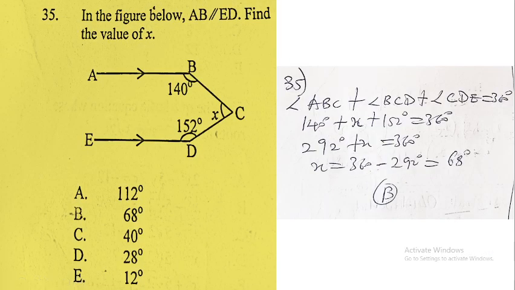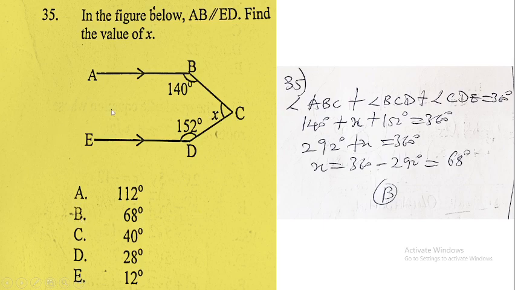Question number 35. In the figure below, AB is parallel to ED. Find the value of x. So this question is on parallel geometry. If you know parallel geometry very well, when we have two parallel lines like this and it forms a diagram like this, we should know that the addition of this angle plus this angle plus this angle will give us 360 degrees. And that's what we have used: this angle plus this angle plus this angle will give us 360 degrees. And then from there, you can find x to be 68 degrees. So option B is the correct option here.